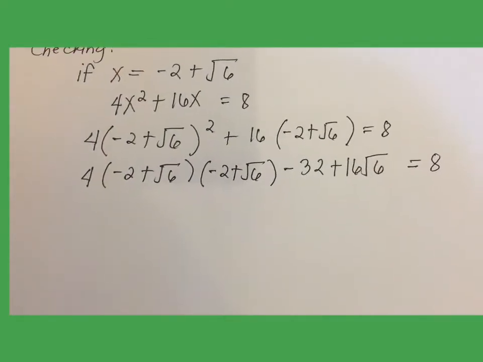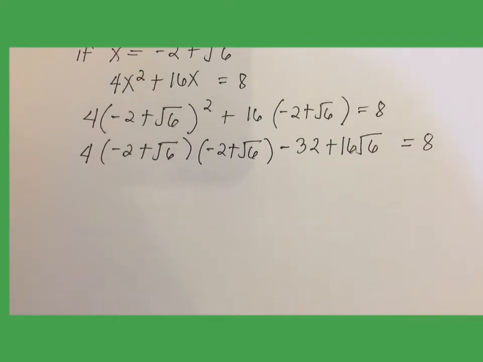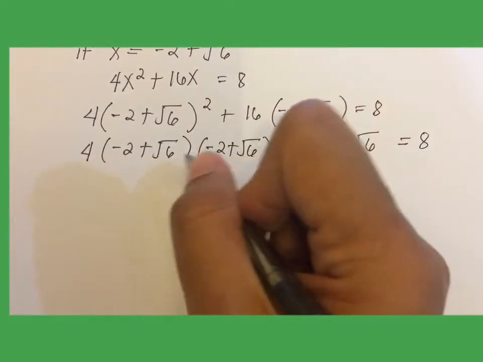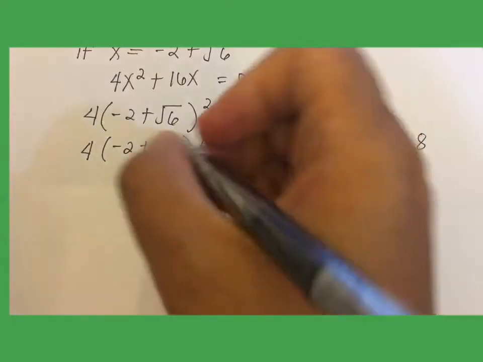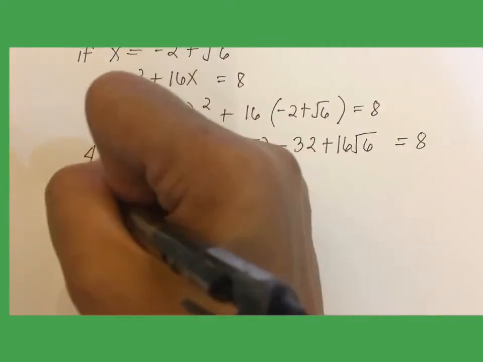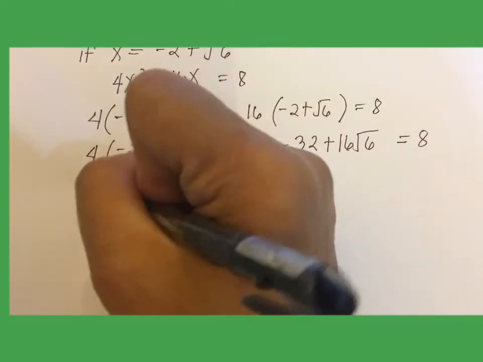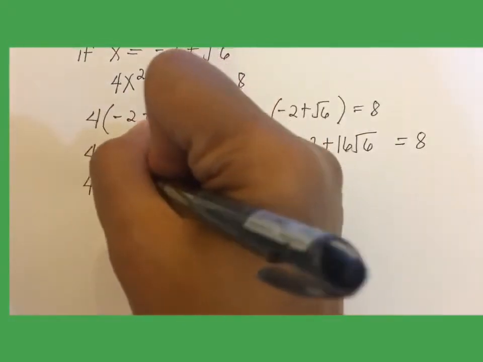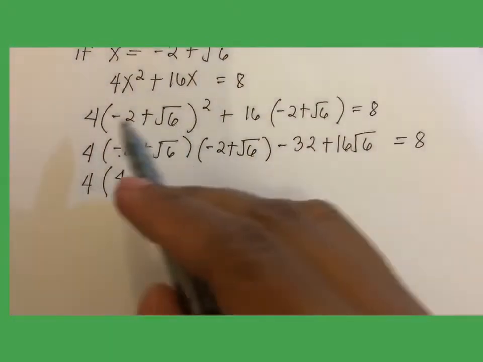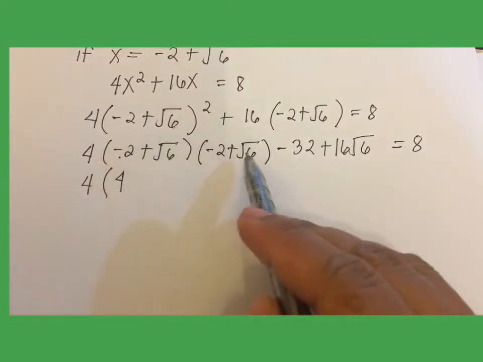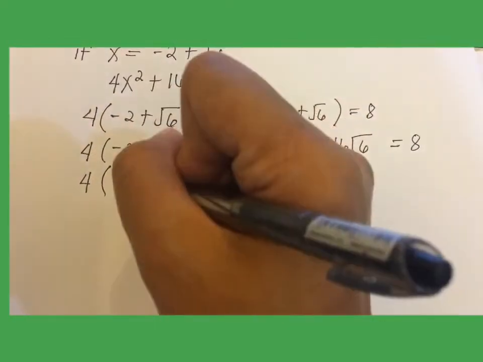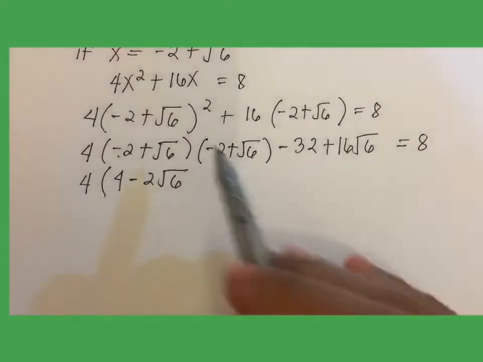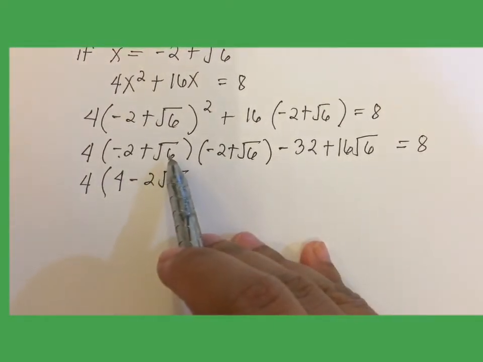Okay, next will be this one. We're going to simplify this by applying the FOIL method or distributive property. So we'll bring down 4 first. Then we'll multiply. Negative 2 times negative 2, that's positive 4. Negative 2 times square root of 6, so that is negative 2 square root of 6. Now we go to the next one.